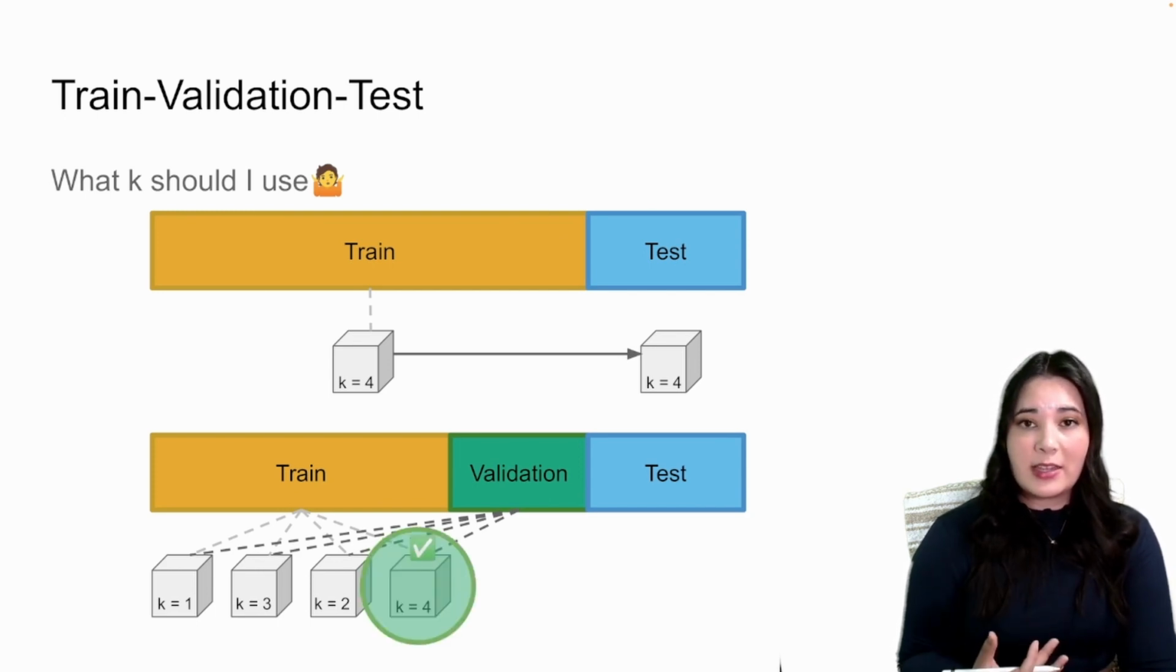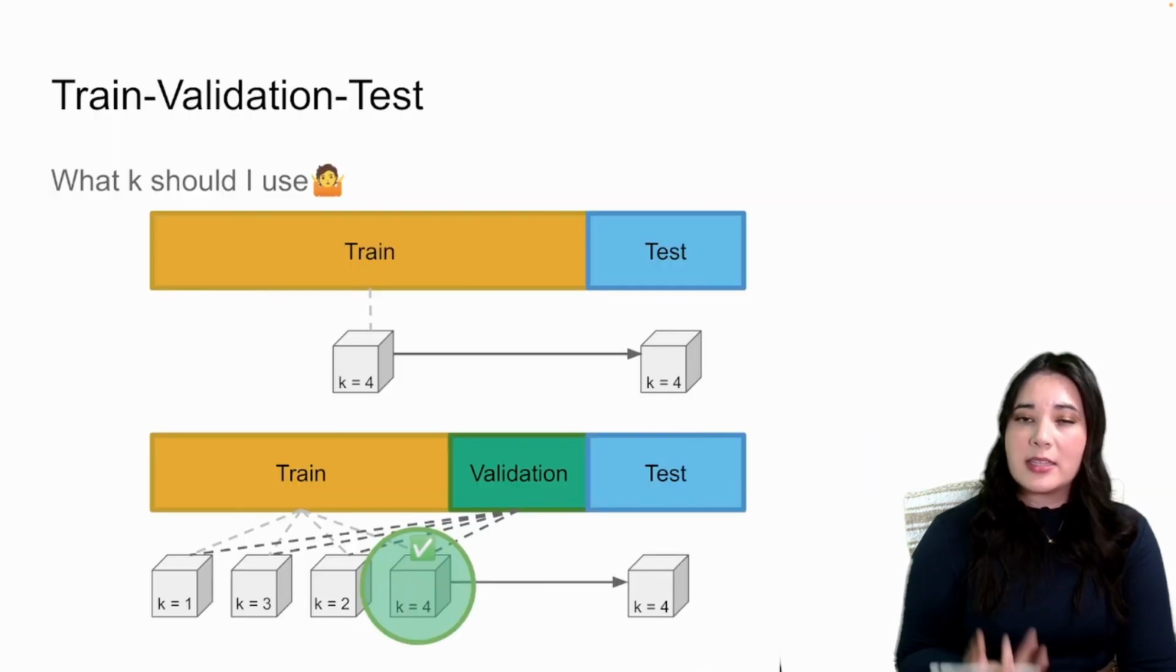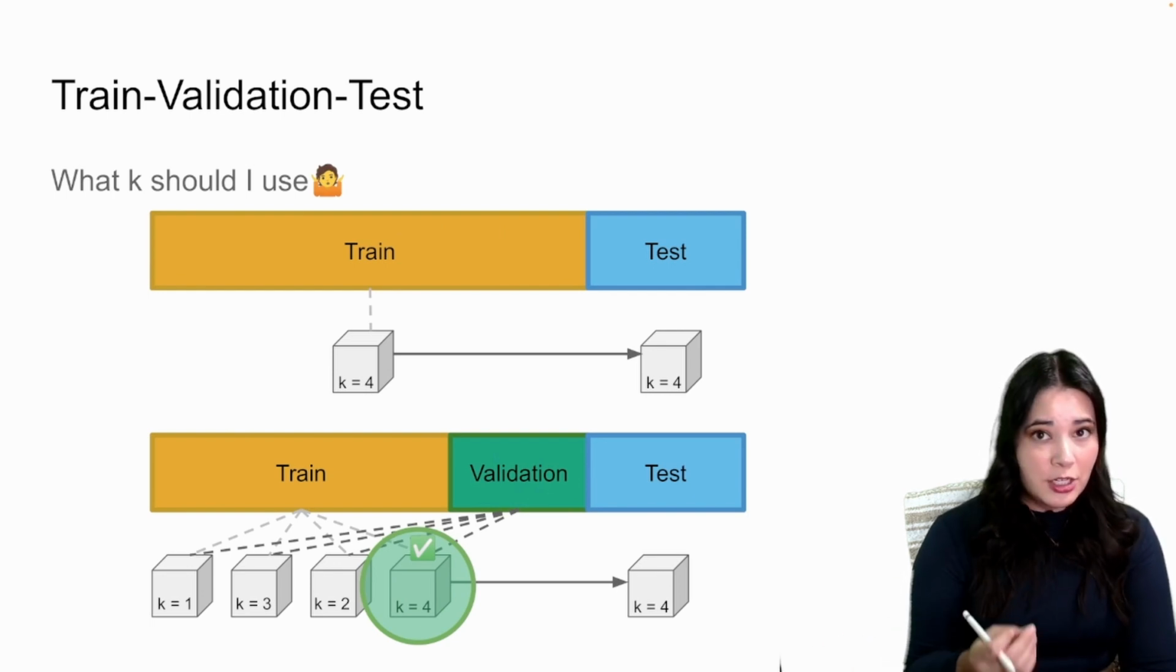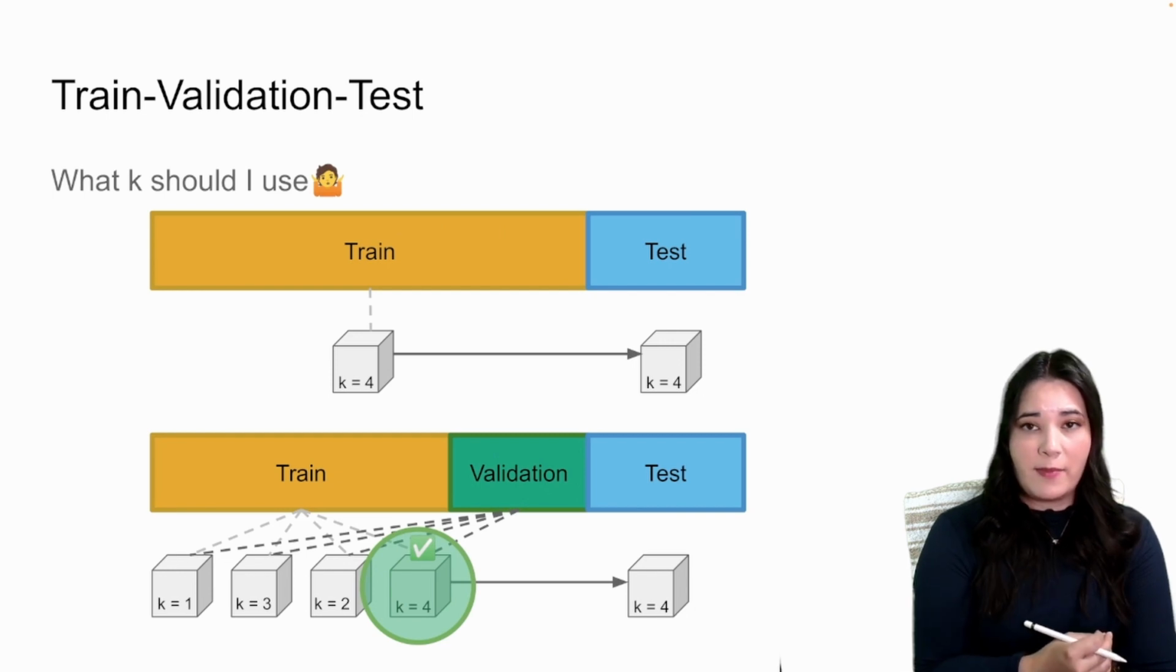For instance, let's say that we choose K equals 4. Now that the model has been fully built, we can then use our test set to see how that model does on unseen data. Because we used our validation set to choose our hyperparameter, our test set is still unseen.